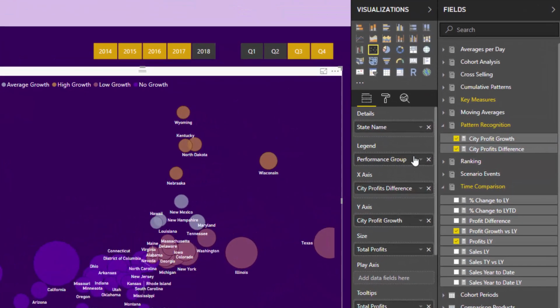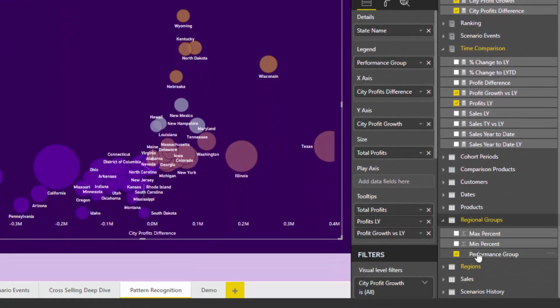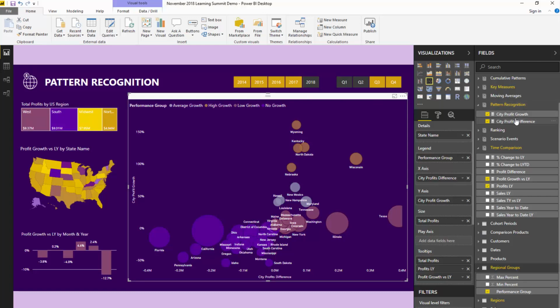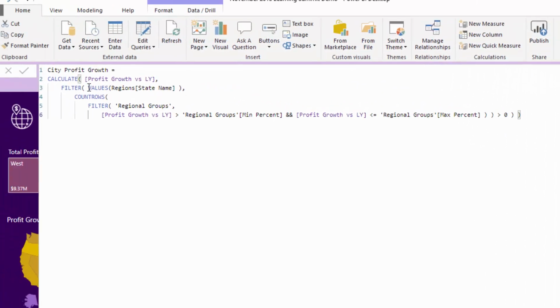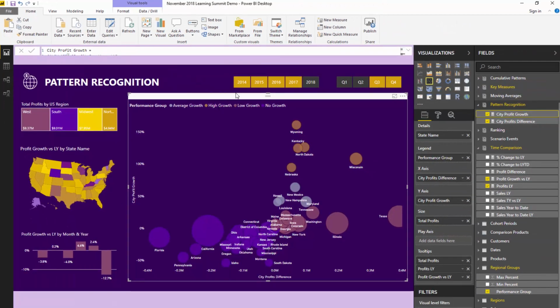So this performance group actually comes from that table, that column that we created called performance group. It filters inside the visualization, and the context of that flows through into this formula and says, okay, break up my states based on this particular calculation. And that's how we get this breakdown by group inside this scatter chart, which looks, in my opinion, so much better.